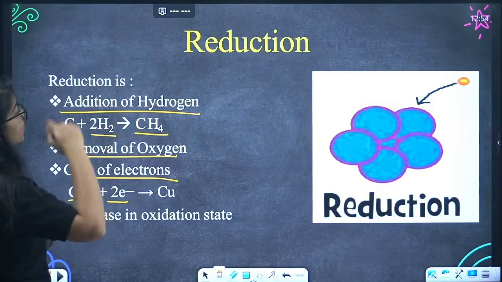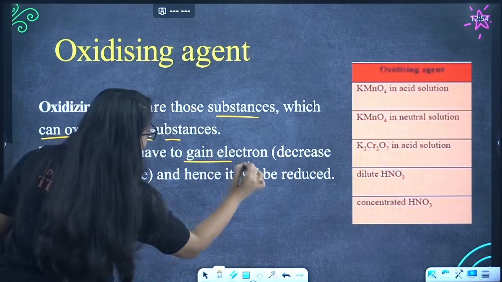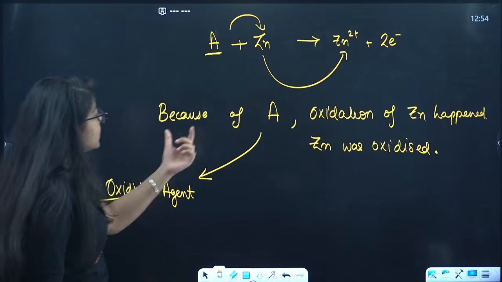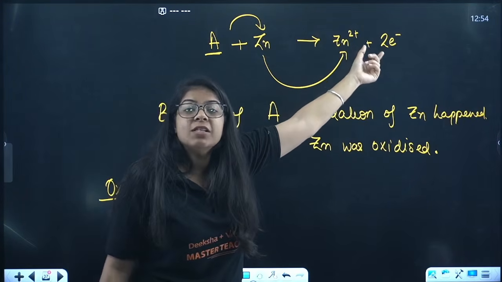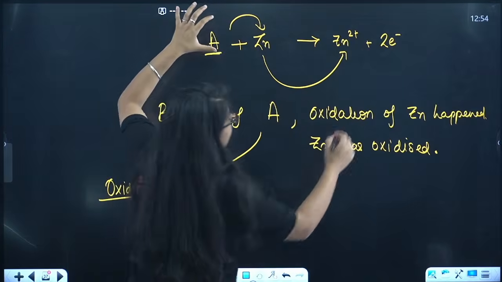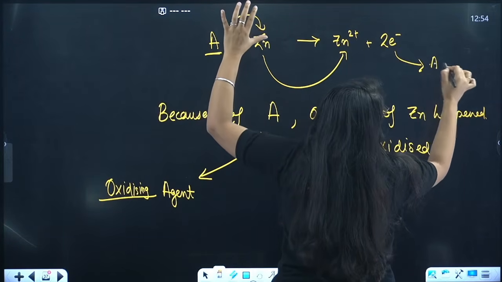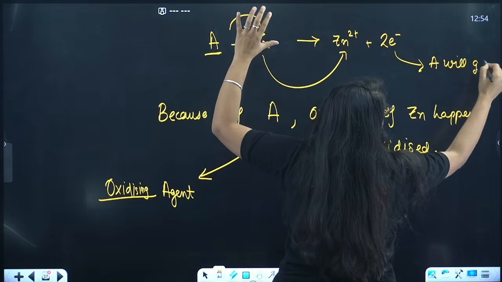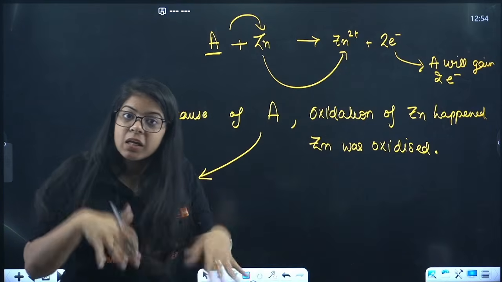Similarly, come back to oxidation. What happens? So it will have to gain electrons. That means beta, this Zn gave 2 electrons. Where will these 2 electrons go? This A will gain these 2 electrons. A will gain these 2 electrons. So A is gaining electrons.